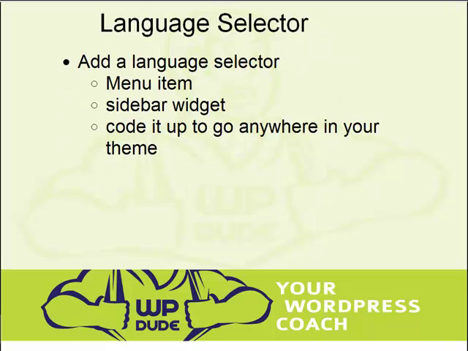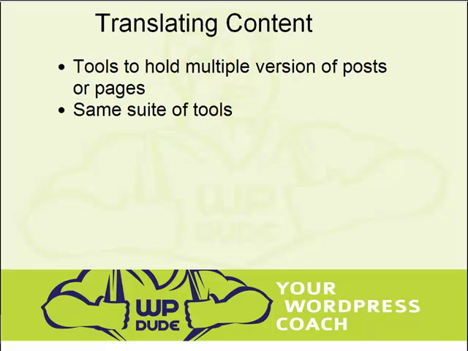So the language selector: you can add a language selector to your site, which will be a drop down with the various languages and flags that are available to your site visitors. You can have this as a menu item, you can have this as a sidebar widget, or you can code it up to go anywhere in your theme if you're used to PHP. So you've added your language selector.